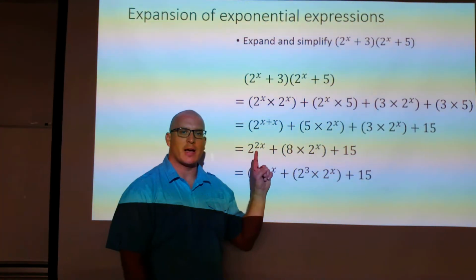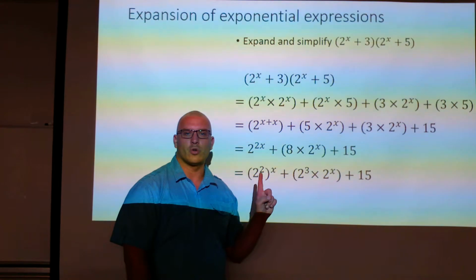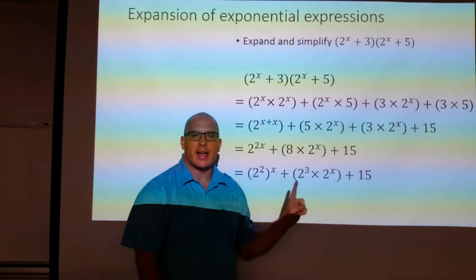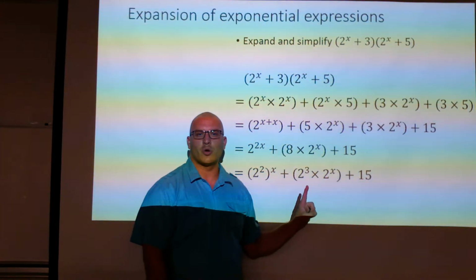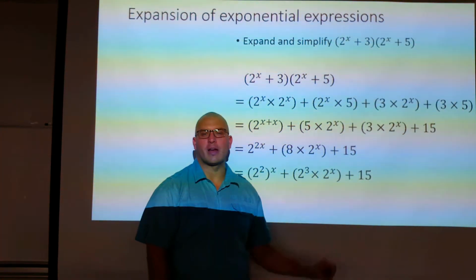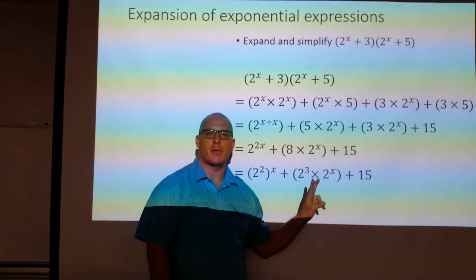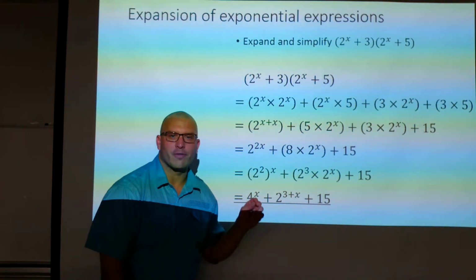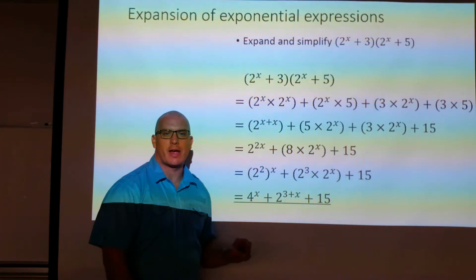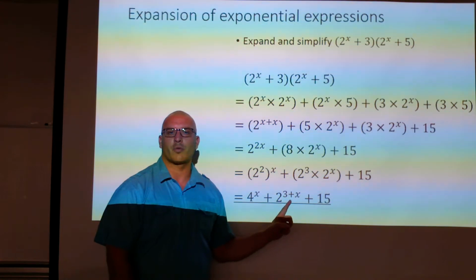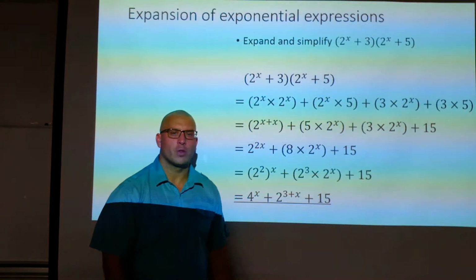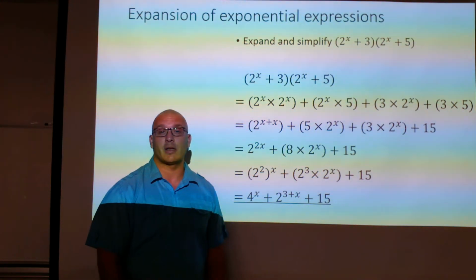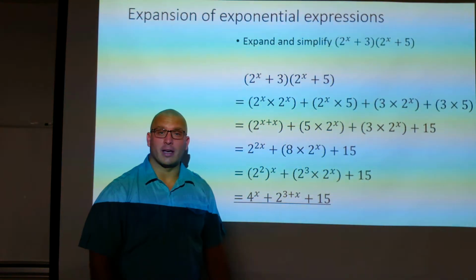So we can break this part here up. It's 2 to the power of 2 raised to the power of x. It's exactly the same as the part above it. Now, 8 can be expressed as 2 to the power of 3 times 2 to the power of x. Again, now these have a common base, and these exponents can be added together. So what we finally have is this part here becomes 4 to the power of x plus 2 to the power of 3 plus x plus 15. So this here is the expanded and simplified exponential expression of what we started up here.